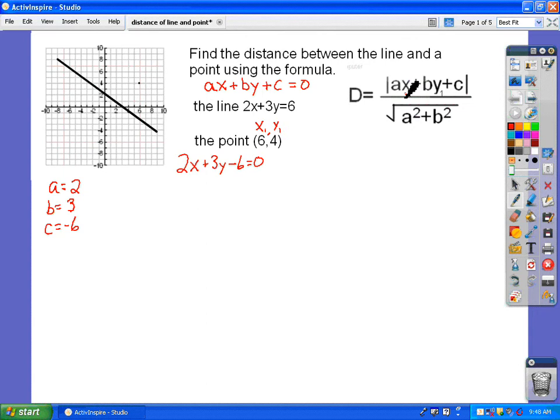Now the other two values that I need are X1 and Y1. And X1 and Y1 for this particular problem are 6 and 4. So X sub 1 is 6. Y sub 1 is 4. Now let's take all these values, plug them right into this formula, and find out what is the distance from this point over here to this line. So let's put the values into the formula.